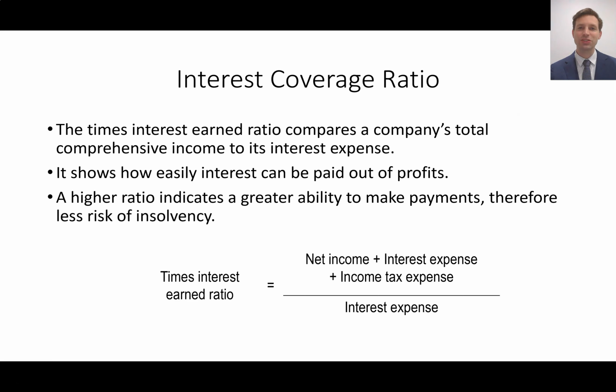We calculate the interest coverage ratio by taking our net income plus interest expense plus income tax expense. This is also called EBIT, earnings before interest and tax. So it's the amount of money we have available before we've paid our tax or interest that can be put to paying off our interest expense. It shows how easily our profits can be used to pay off our interest. Again, a higher number here is better, it's safer.